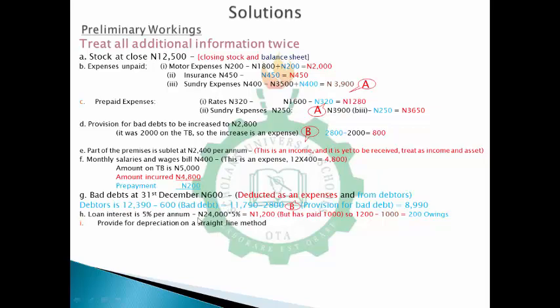Now for straight line method, it means that you use a particular amount for the asset over the useful life of the asset. All right, so now what are the assets? The number one is premises, 2%.